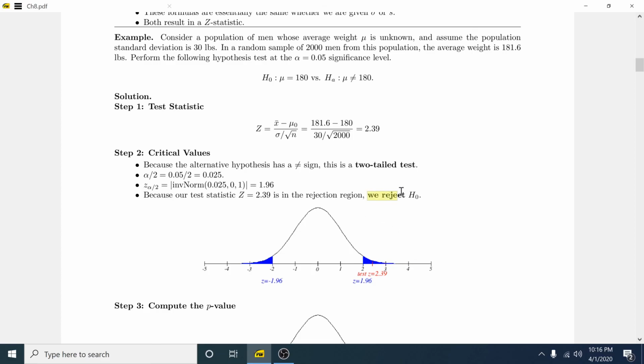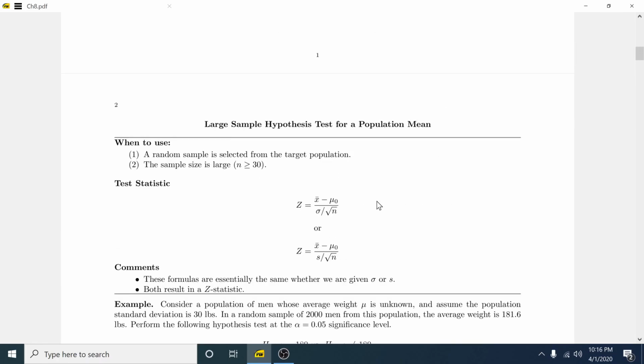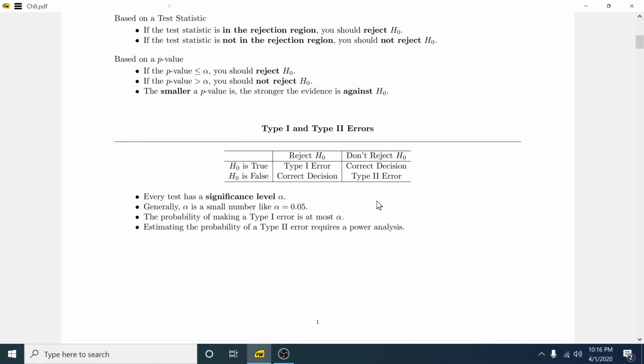Well, let's think about this. We're rejecting H naught, right? Let's go back, given that we're rejecting H naught, and think about what kind of mistake we could be making. We are rejecting H naught. What kind of mistake can we be making? Well, we could be making a type 1 error or the correct decision. We cannot be making a type 2 error right now. But the probability of making a type 1 error is small.